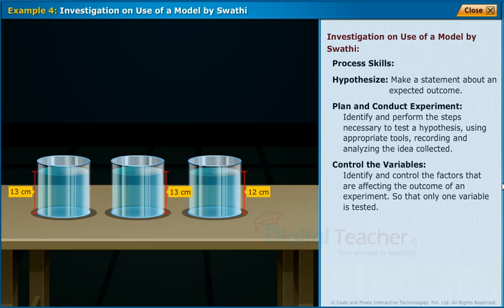Now, let us learn about the next scientific method, reading to learn.